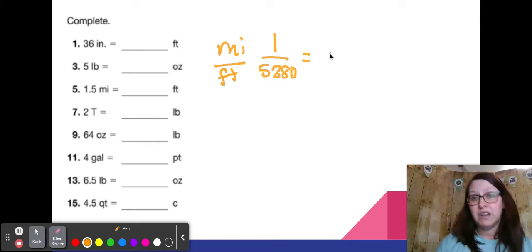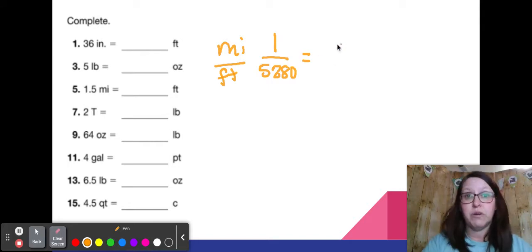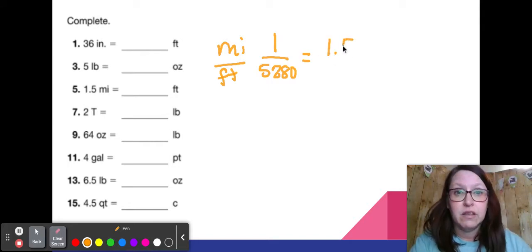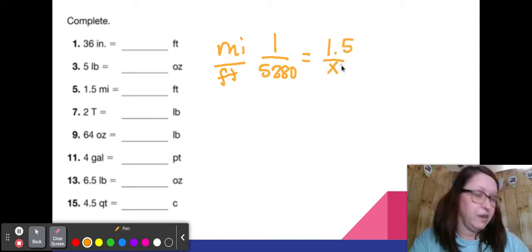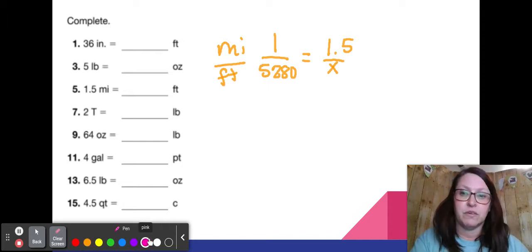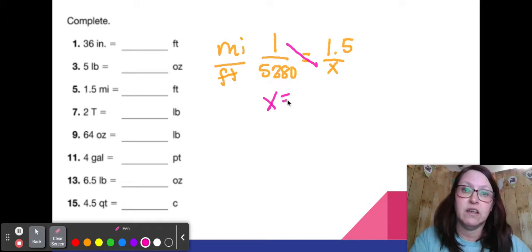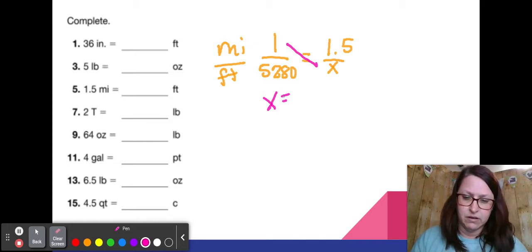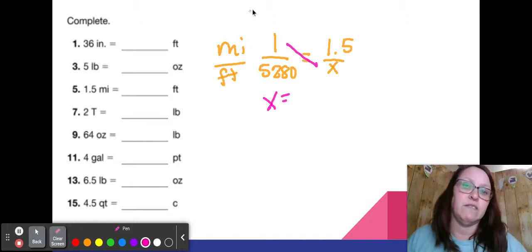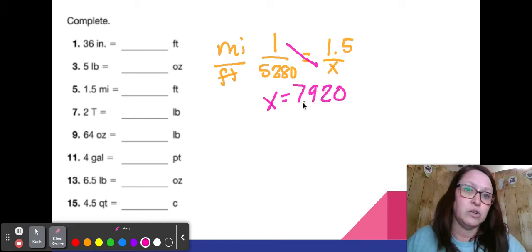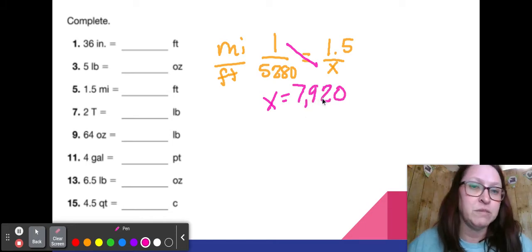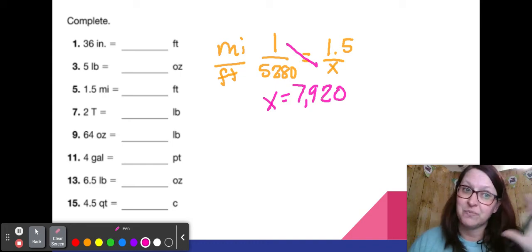Now, what else do I know? I know that I have 1.5 miles, but I don't know how many feet, so I'm going to put X right here. This one right here, I cross multiply and divide. 1 times X is X. 5,280 times 1.5 is 7,920. Now I'm done with number 5.